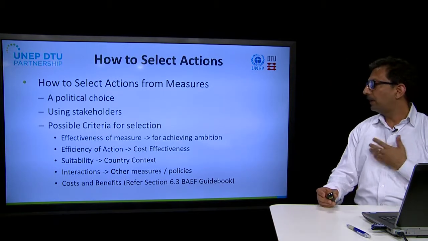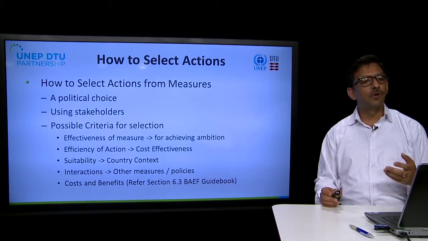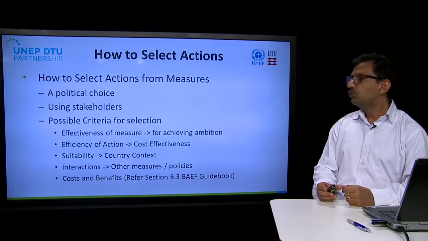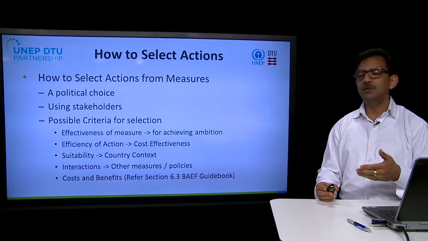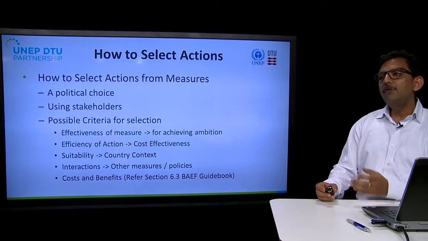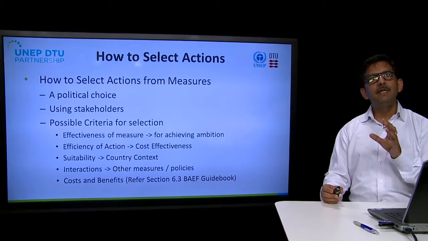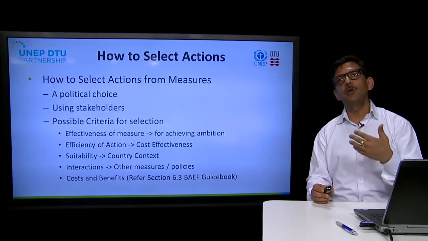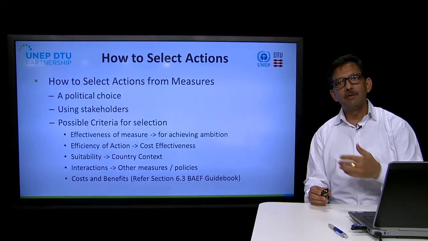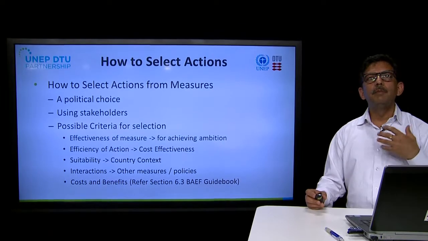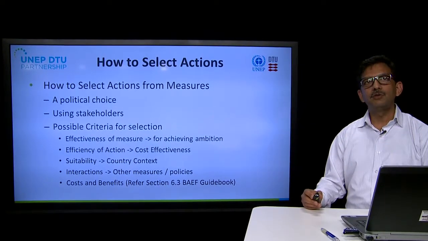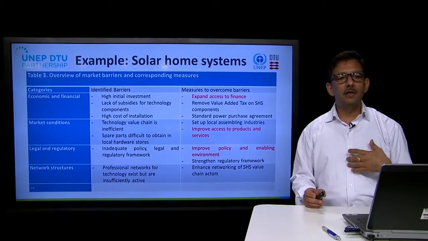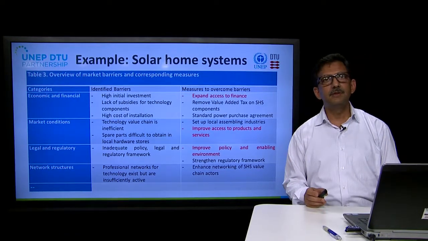Some of the possible criteria could be, for example, effectiveness of majors, efficiency of actions, which is measured in terms of cost effectiveness, suitability of the actions based on the country context, and the interactions of these actions with other majors which have been proposed within the TAP, or the interaction of the proposed actions with the policies within the country. And also you could take into consideration the costs and benefits of different actions. Now this point would become a little bit clearer from an example we would consider at this point of solar home systems.